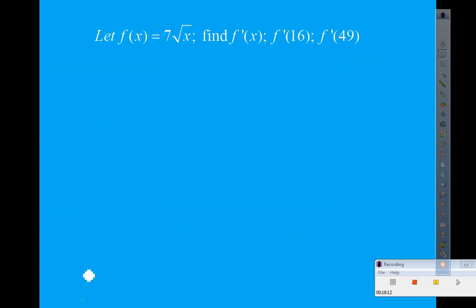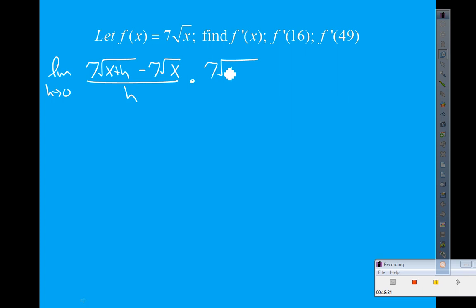Here's another one just like it. I can fly through it for you if you want. Otherwise, you could always hit fast forward. But it's going to look like this. The limit as h approaches 0 of 7 times radical x plus h minus 7 radical x all over h. I'm going to multiply by the conjugate, which is 7 radical x plus h plus 7 radical x over itself. That way I'm multiplying by a number equal to 1, which doesn't change anything.